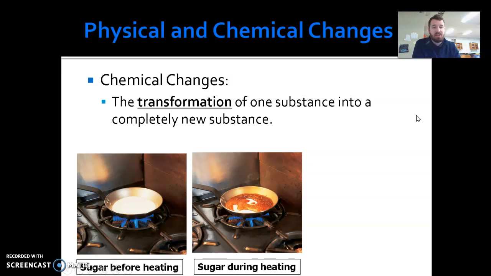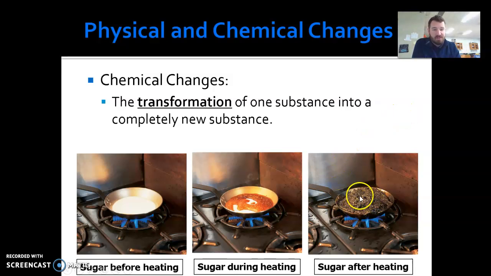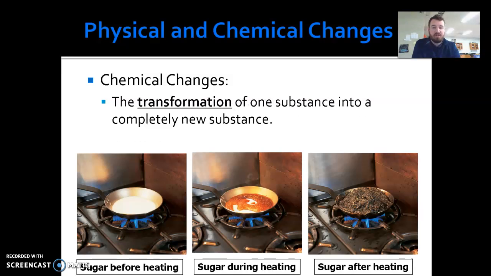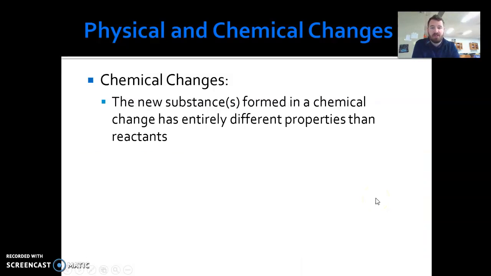Now, once we stop heating it up and let it cool down, we're left with this charred black mess. Because we have a completely new substance at the end than we had at the beginning, we underwent a chemical change. Our substance has transformed into something new. So before heating, during heating, and after heating. Chemical changes: the new substance formed in a chemical change has entirely different properties than the reactant. If we're looking back here, we have the white crystal type substance, and then we have a black charred mess. Completely different.